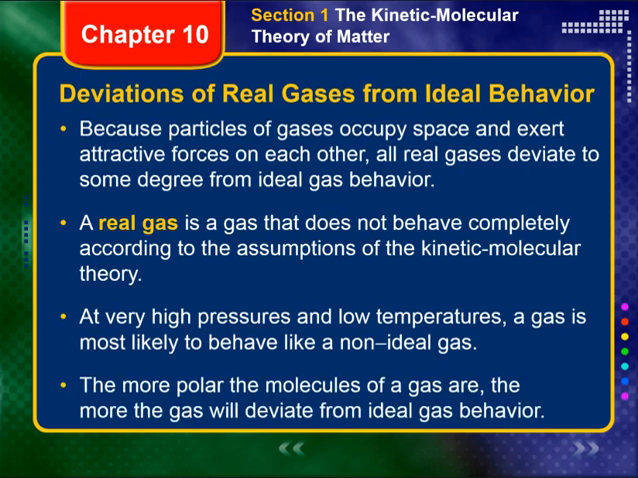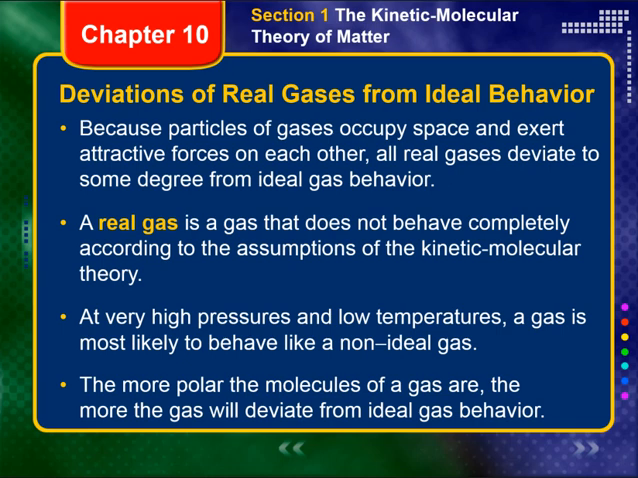We also need to be able to tell the difference between a real gas and an ideal gas and why those deviations occur. Because particles of gas occupy space and exert attractive forces on each other, all real gases deviate to some degree from ideal behavior because all gases really do occupy space. Might not be that much, but they do occupy space. And they also exert some sort of attractive force on each other. It might not be a whole bunch, but there is some.